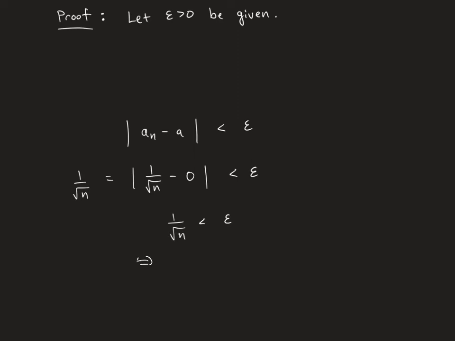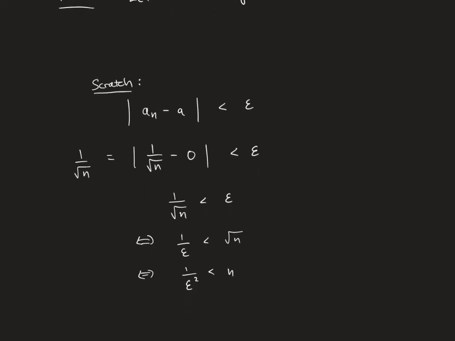So this is just scratch work here, okay? You always do scratch work first. So we have 1 over epsilon less than square root of n, and that is going to be equivalent, right? These quantities are positive, epsilon's positive, so we can just square both sides. We have 1 over epsilon squared less than n. So we find that as long as our n's are bigger than 1 over epsilon squared, then this should all work out, right?